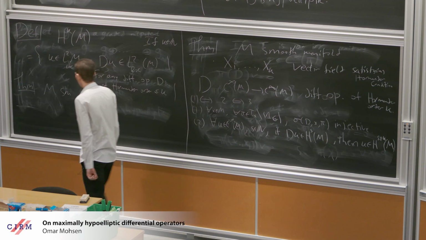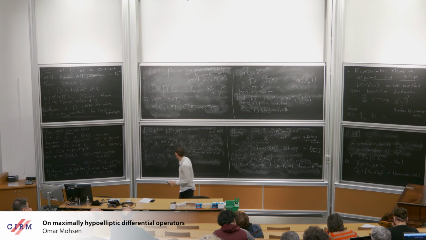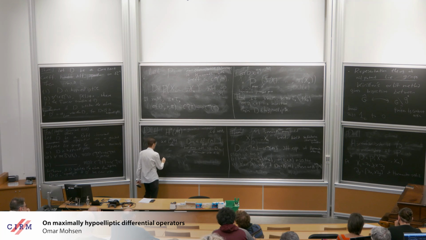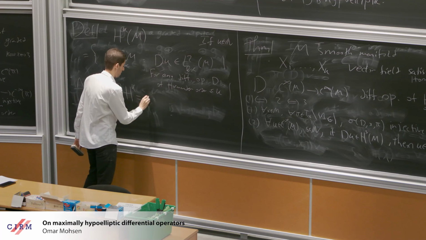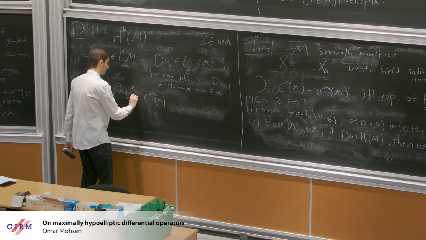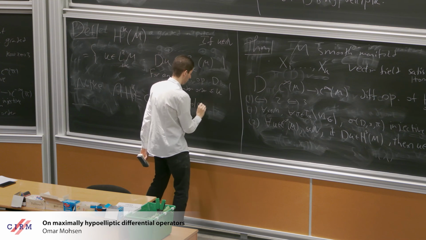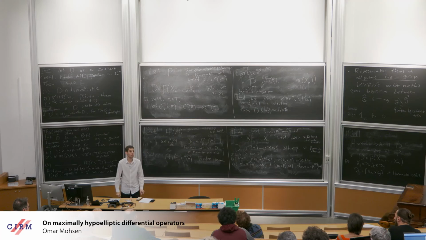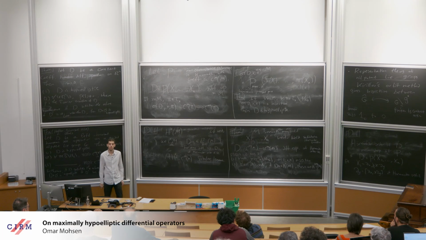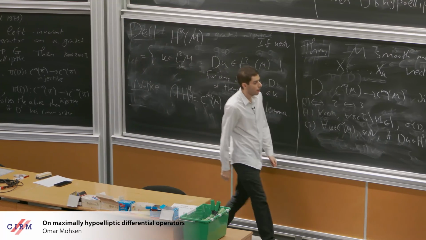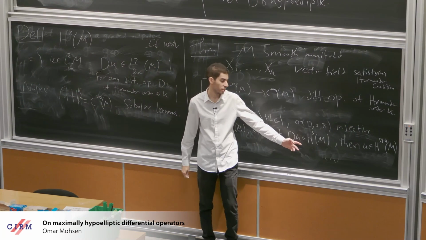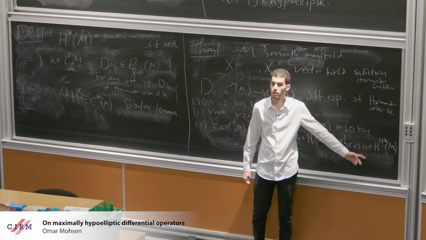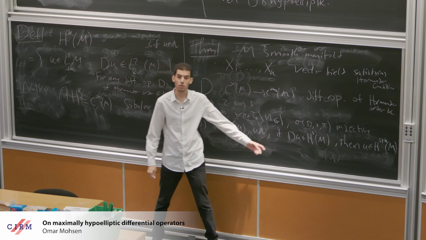So this gives you hypoellipticity because, so notice, this is the Sobolev lemma. And so if Du is smooth, then it's in the intersection of all of them. And so you get that U is in the intersection of all of them, and so U is also smooth. So this is a stronger condition.